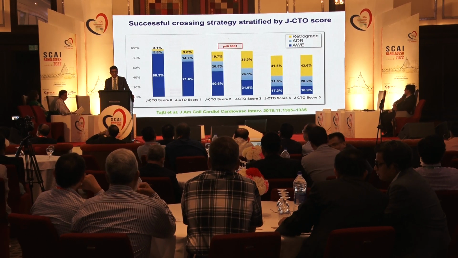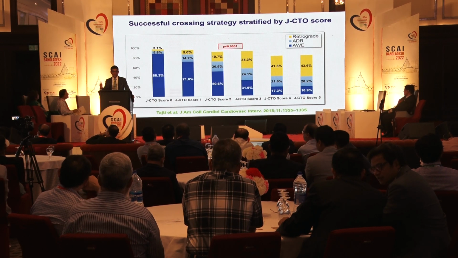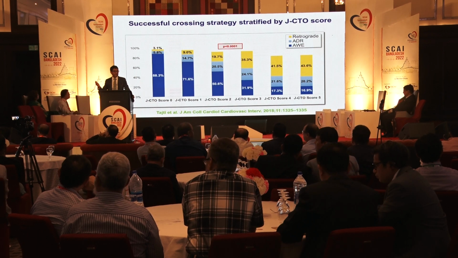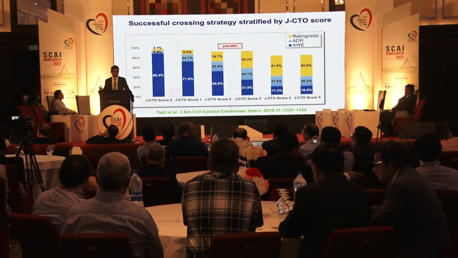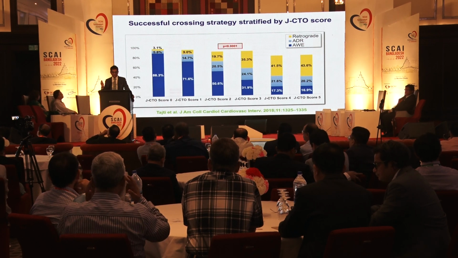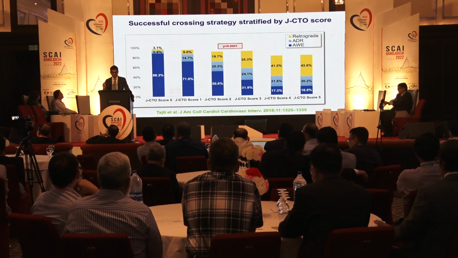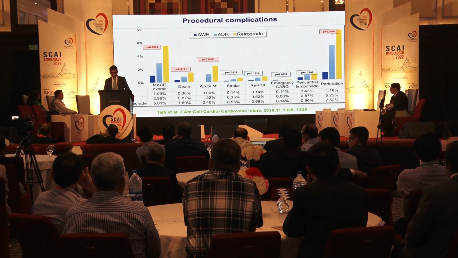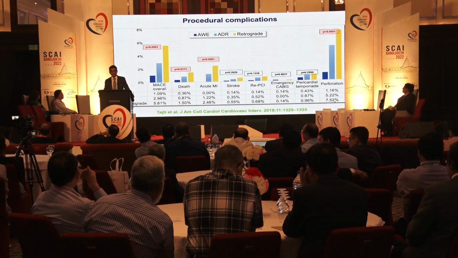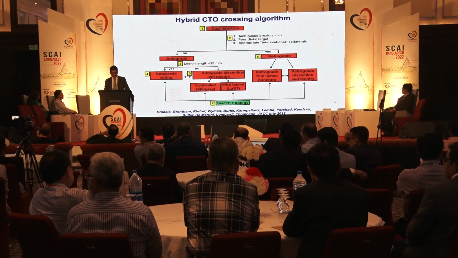And if you look at the J-CTO score, the more techniques you use, the higher the J-CTO score. Simple antegrade wire escalation is enough in low J-CTO scores, but the more retrograde or ADR you use in a high J-CTO score, the more complications will happen. As I showed in this slide, perforations with retrograde are 7.52%. So please remember that these should not be taken lightly.